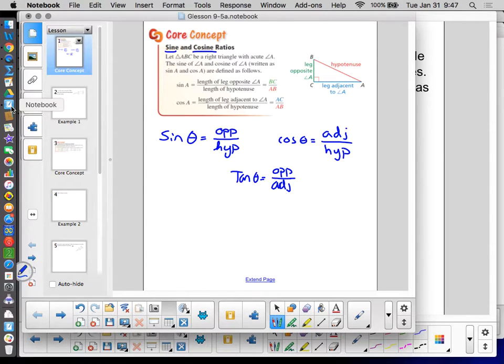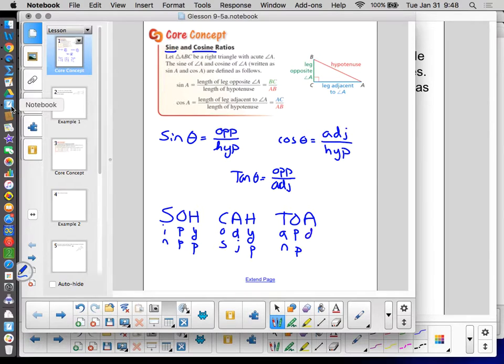Now, keeping these three ratios straight can be a little tricky, but the phrase we've been using forever and ever in geometry to help keep that straight is the phrase SOH CAH TOA. It stands for sine is opposite over hypotenuse. Cosine is adjacent over hypotenuse. Tangent is opposite over adjacent.